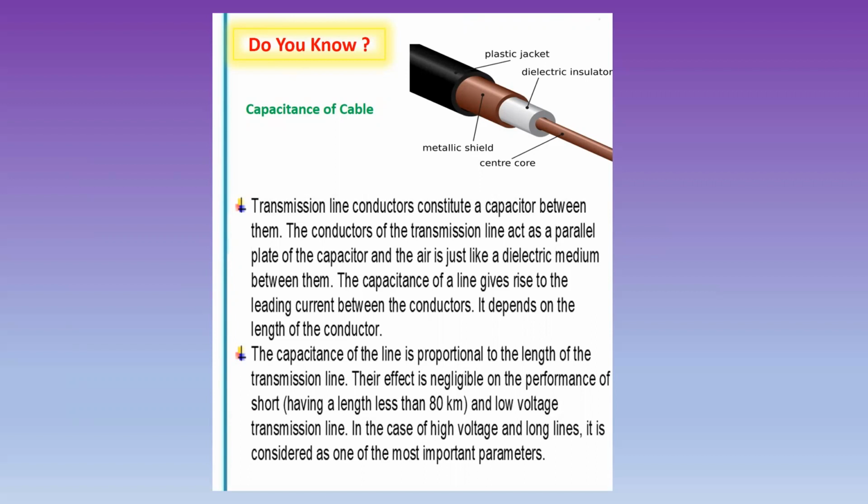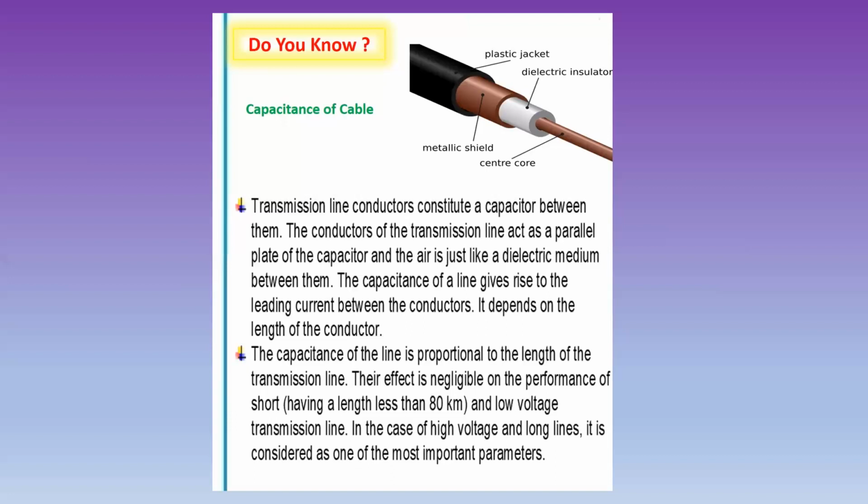And when we see the first point, transmission line conductors constitute a capacitor between them. Naturally, what is a capacitor? A capacitor consists of two plates, and inside that a dielectric medium will be there, and it will be charged by the voltage. The same thing is happening in the cable line. The conductor will act like a parallel plate of the capacitor, and the air is a dielectric medium between them, so this will also charge. The capacitance of the line gives rise to a leading current between the conductors, because it is charging.